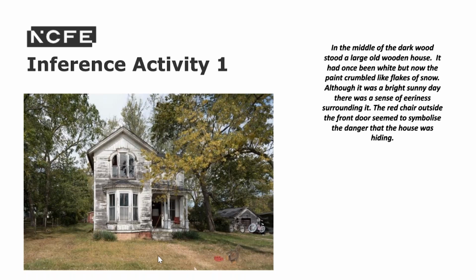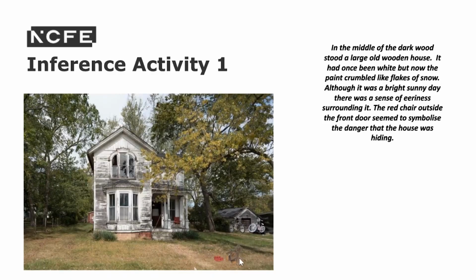So although the text is telling us about the dark wood and that there's a house there, it tells us that it's once been white, but now the paint's crumbling. It tells us it's a bright sunny day, but there's a sense of eeriness. It also describes the red chair outside the front door that could be symbolizing danger and that the house was hiding. But what else could we infer from this image that's not mentioned there?